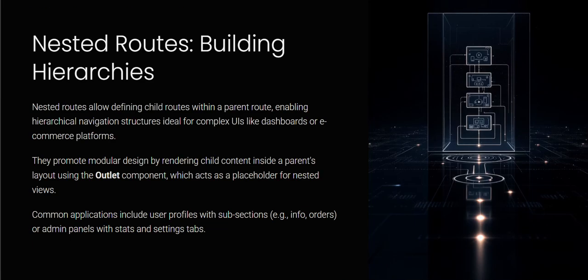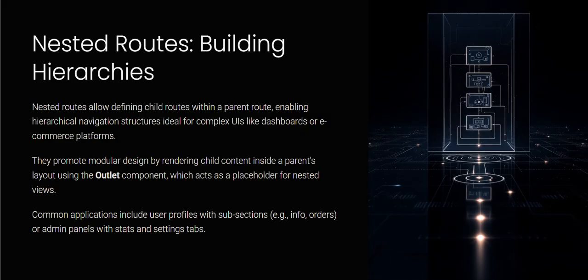Nested routes. Nested routes means routes inside a parent route. For example, in a dashboard we can have sections like stats and settings. We use Outlet to render child routes inside the parent component. This promotes modular design by rendering child content inside a parent layout using the Outlet.